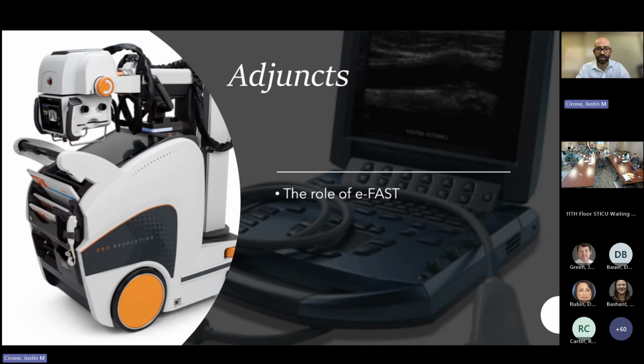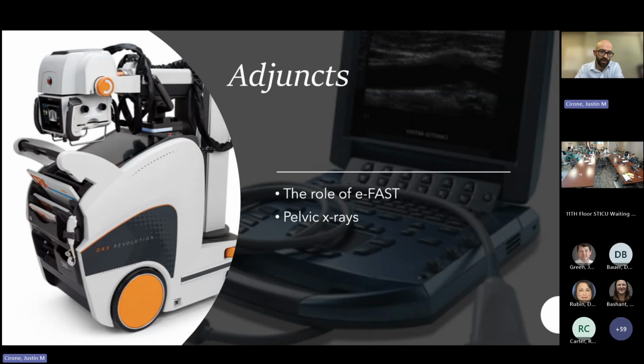Similarly, adjuncts. When you're looking at things like the EFAST, there are parts of the EFAST that I think are great. I think looking for lung sliding while the primary is going on, before you can even get the x-ray, could be a very helpful thing. If the patient is stable and you're doing the abdominal portion of the FAST, probably not going to change management. So don't let that delay your care. You can still perform it, but don't delay getting to the CT scanner.